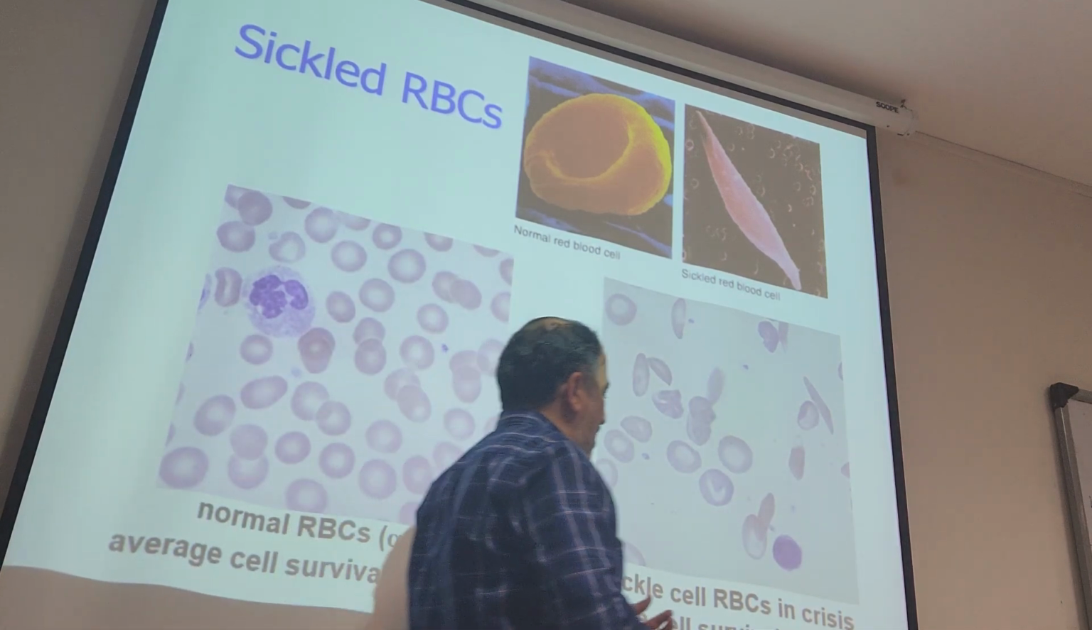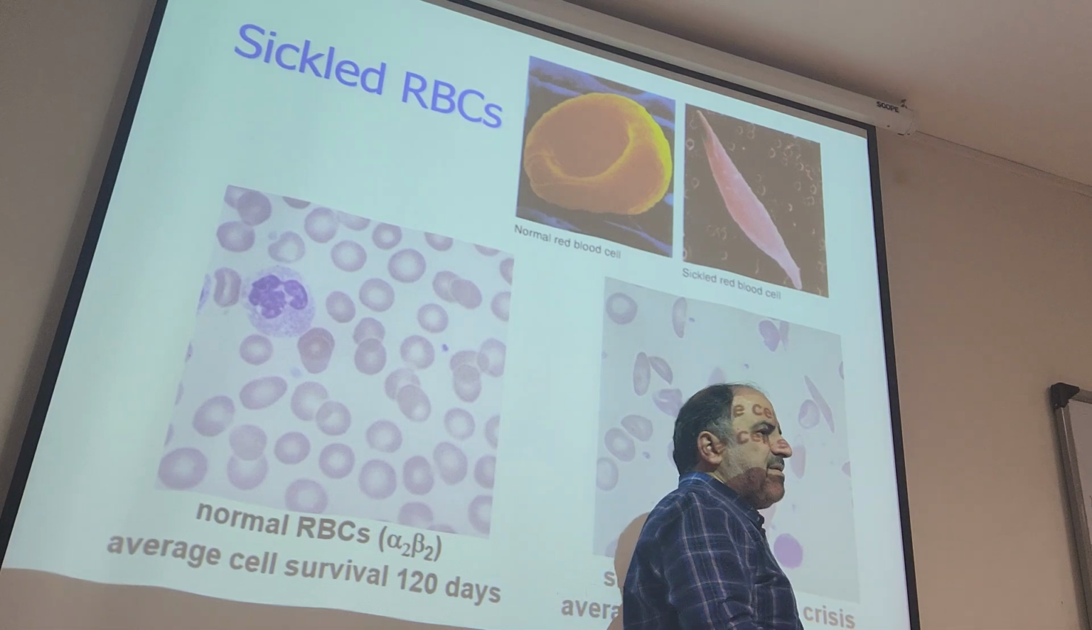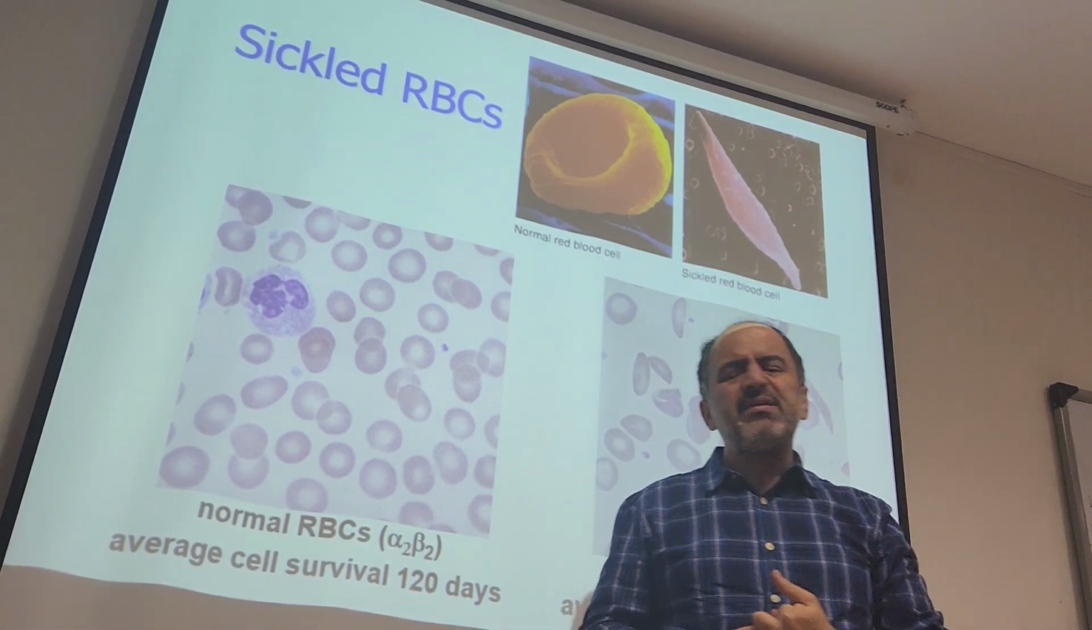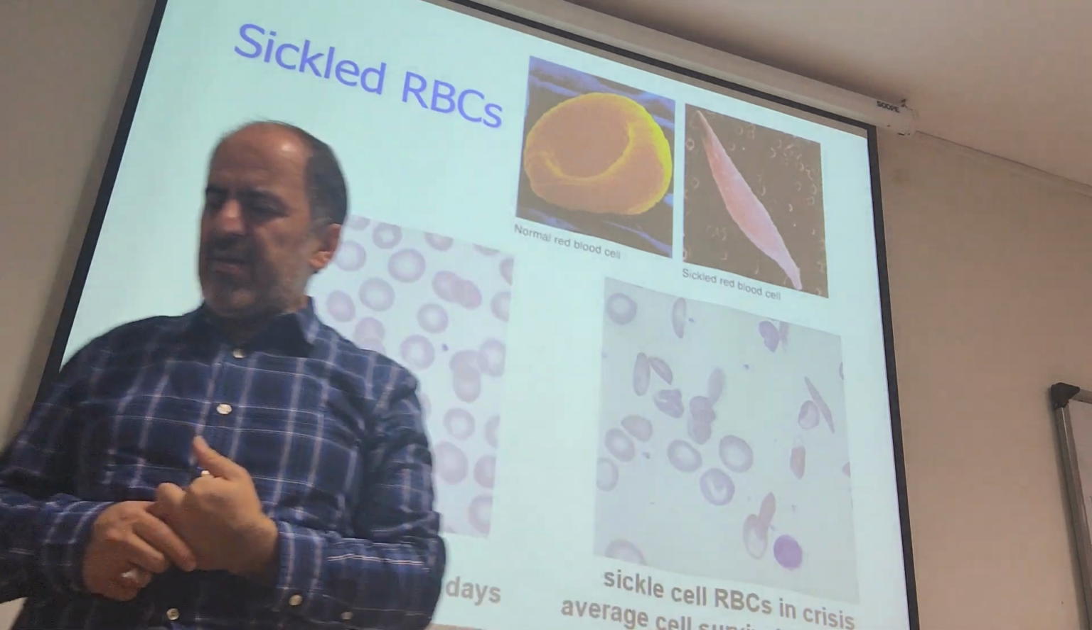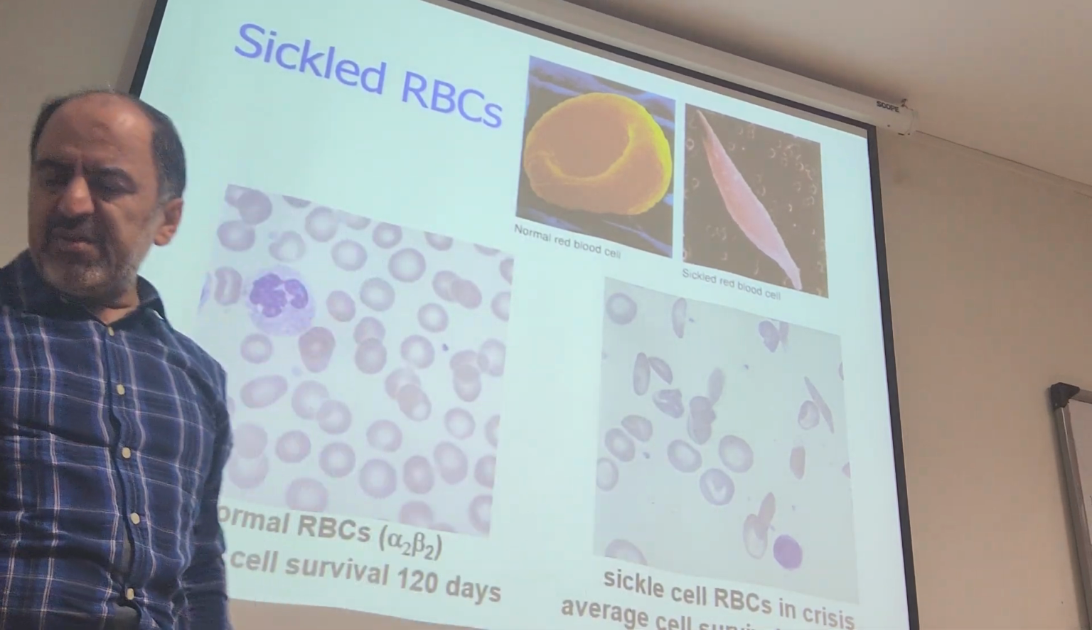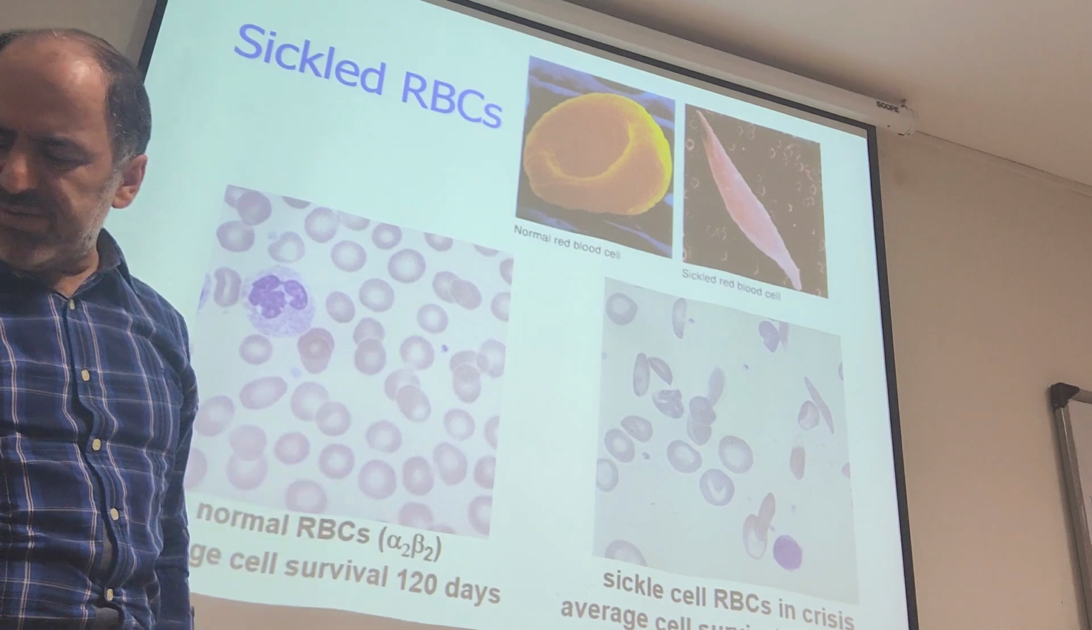The survival of this kind of cell will be 10 to 20 days, so they will die in the spleen. It results in splenomegaly, and instead of 120 days, only 10 to 20 days, which means they are anemic all the time.